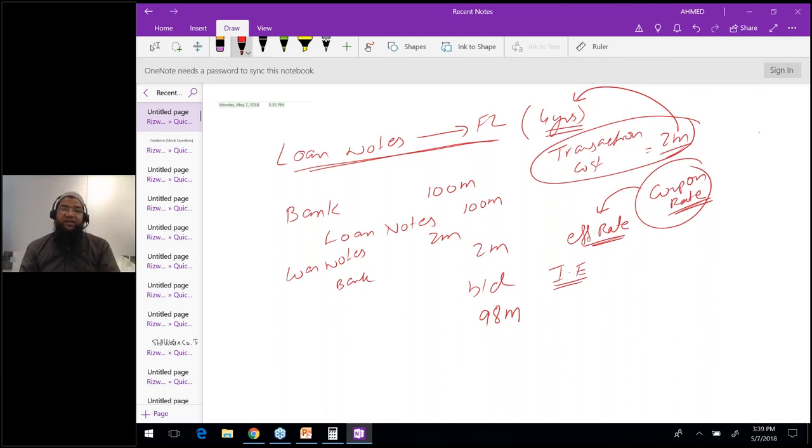So the effective rate is the rate that incorporates 4 elements. Which 4? The interest that we are paying, the discount we are giving, if any, the premium we will be paying at redemption, if any, and the transaction cost that we have paid, if any. So the effective rate incorporates all these amounts in the profit and loss. This is why we say that the transaction cost shall not be expensed out immediately.